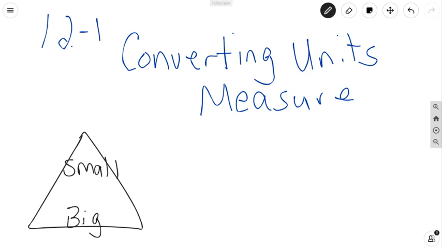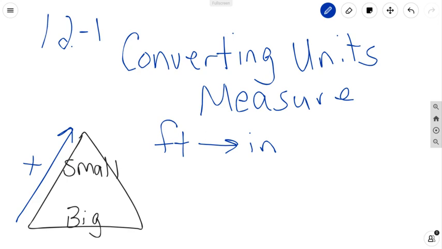If you picture we're taking a unit and we're making the unit go from a big to a small, we're going to multiply. For example, a big unit like feet going to a small unit like inches, we'd multiply. If we're going from a small to big, we're going to divide. And that would be like going from inches to feet. Now, that's one way to look at it.